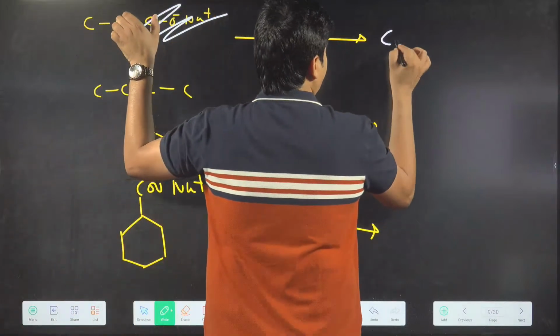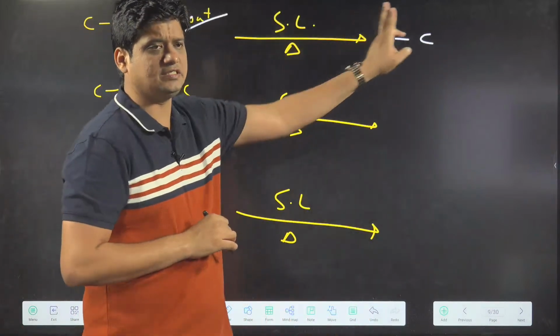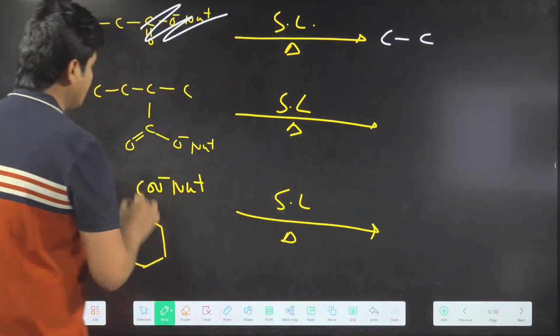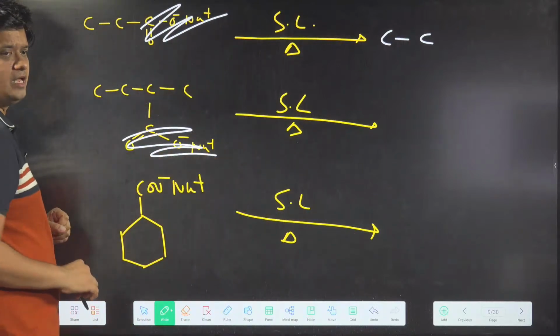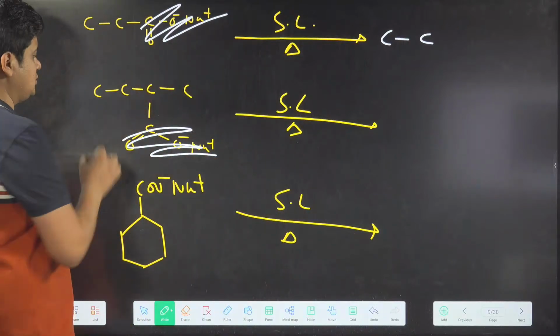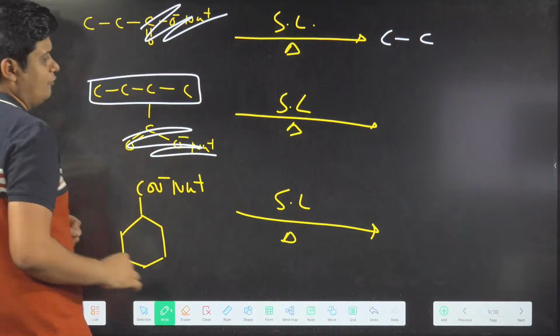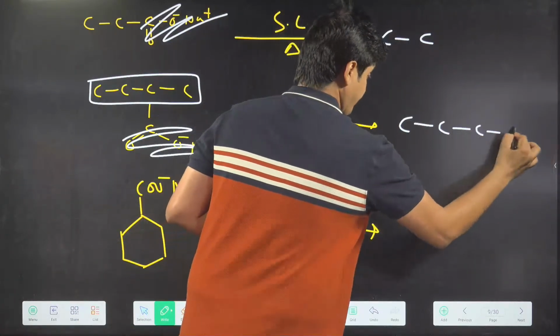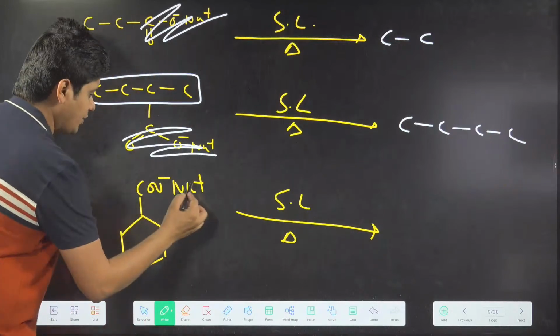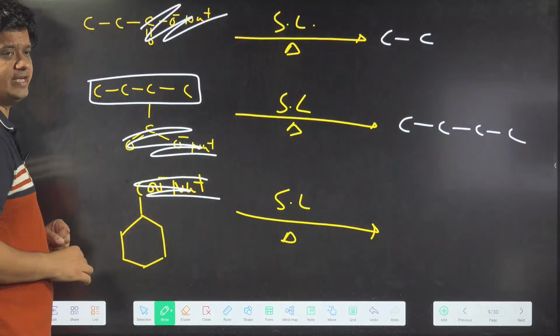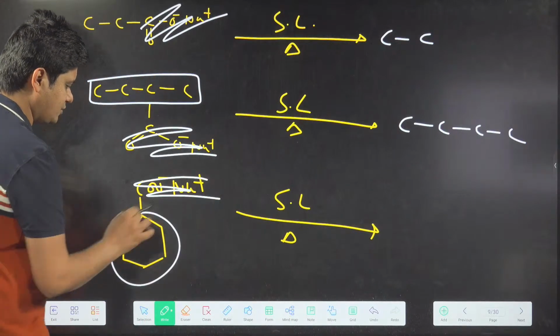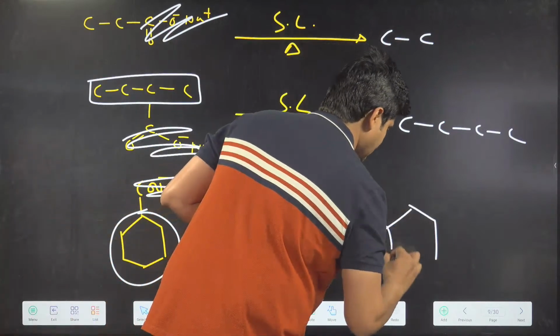2 carbon left now, means this product will form. CH3 will form. In this case, remove this group and satisfy the valency by hydrogens. What is left? This part is left now, 4 carbon. In this case, remove this group and satisfy the valency by hydrogen. So this part is left, you will get this product.